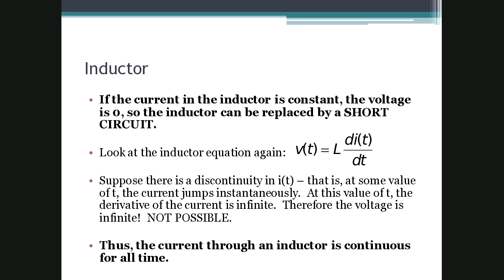Okay, so let's look at the physics phenomena and what you would expect from the equation not being possible in physics. So if current is constant, we know that the inductor has no voltage drop and is essentially a short. We've already kind of proven that in the last couple of slides. Suppose that the current was to make an instantaneous jump to another value.